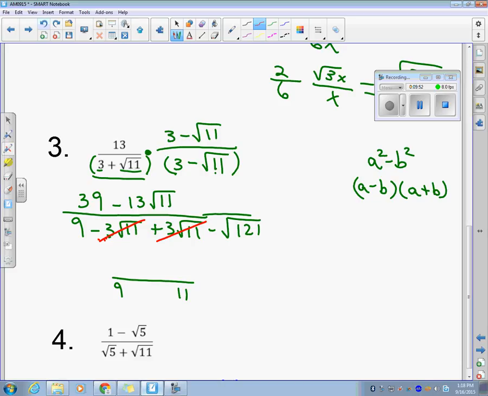Okay? So on the top now, we have 39 minus 13 square roots of 11. And on the bottom, we have 2. So some people factor this. These have a common factor of 13, so they would keep this as 13 times 3 minus the square root of 11 to see if you could cancel here. But this is not going to cancel with a negative 2. There's a line there. Because the square root of 121 is 11.